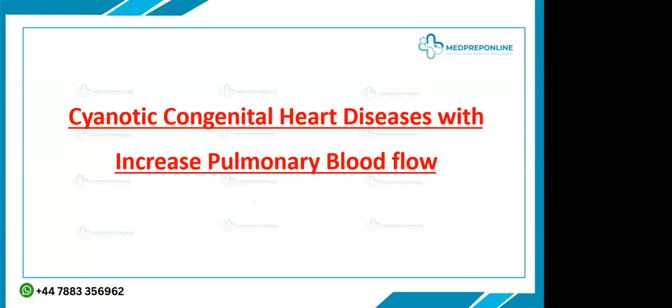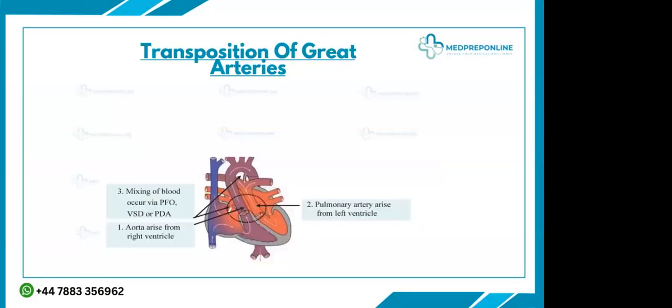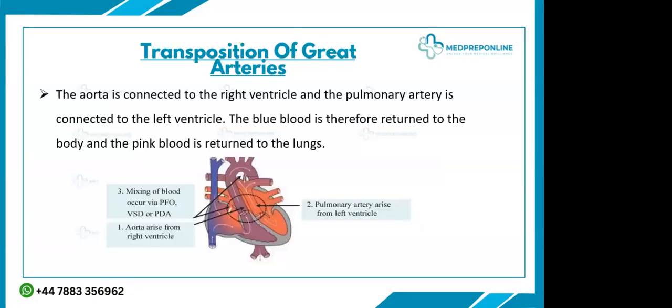The first thing we are going to talk about is transposition of the great arteries, the TGA. What is the pathology? The aorta arises from the location of the pulmonary artery and is connected with the right ventricle, and the pulmonary artery arises from the location of the aorta and is connected with the left ventricle.